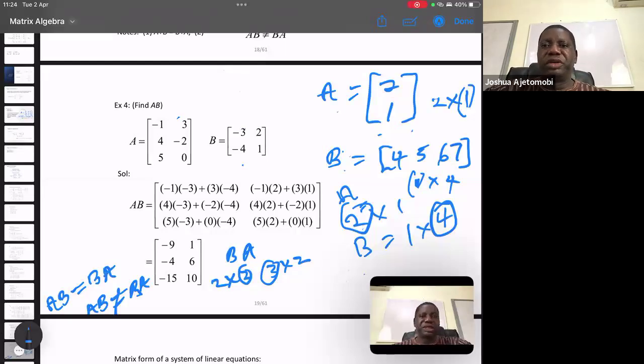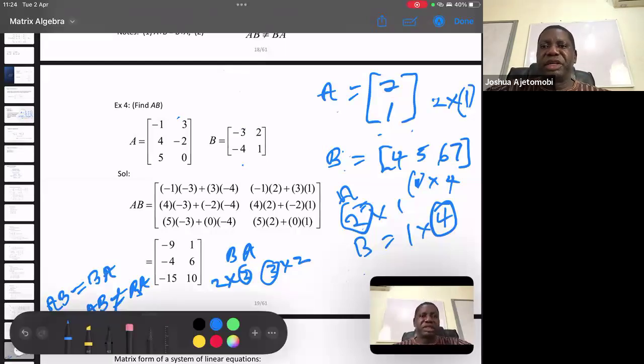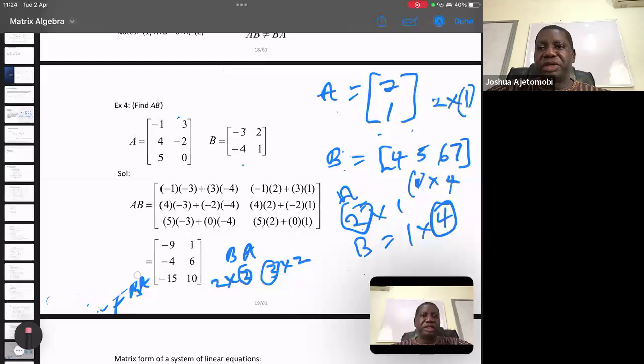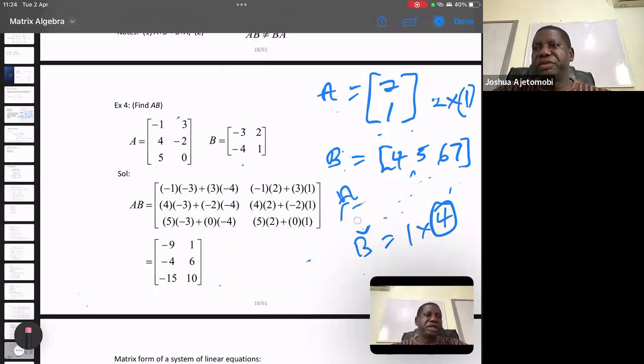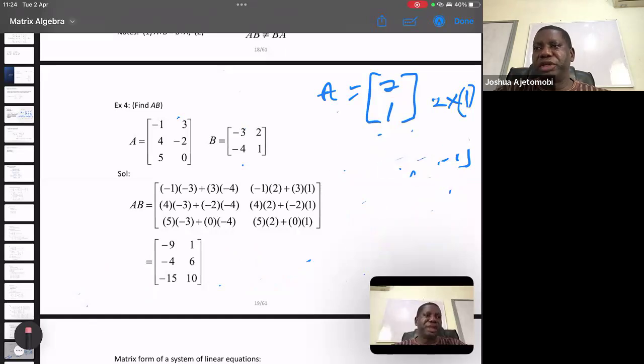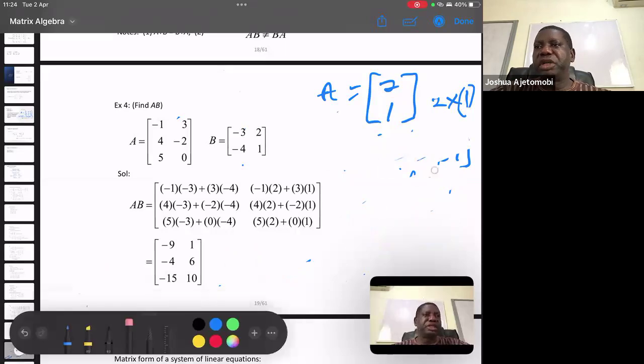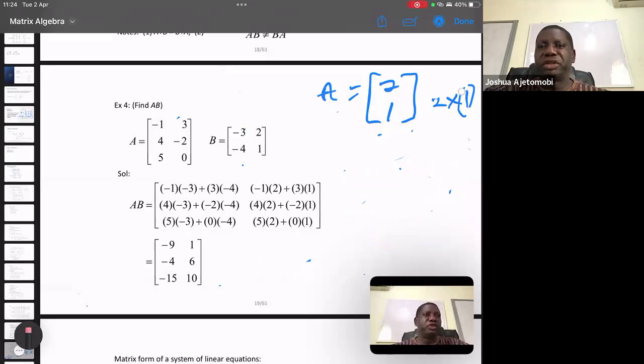You must always remember the conformability rule. That is always a very good starting point anytime you want to handle matrix multiplication. So I say that again, the conformability rule is very important. You have to ensure that you take the conformability rule into consideration before you proceed in the multiplication of matrices. That's very important. Take notes.